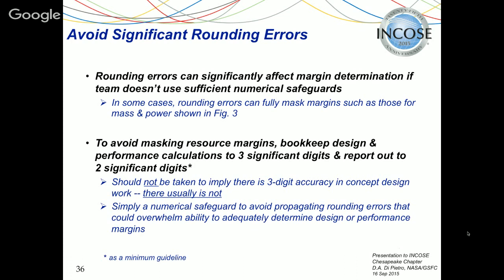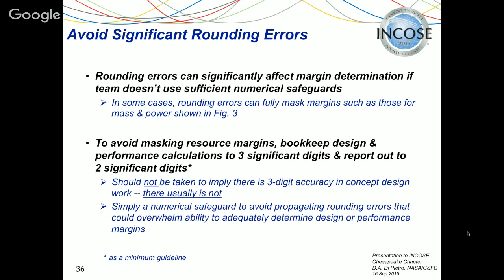I have an example of that in the backup charts if you'd like to see it, and it's also in the paper. So to avoid masking these resource margins, if knowing that 25% is really there is important to you, and it should be, bookkeep your design and performance calculations to 3 significant digits as a minimum and report out to 2.